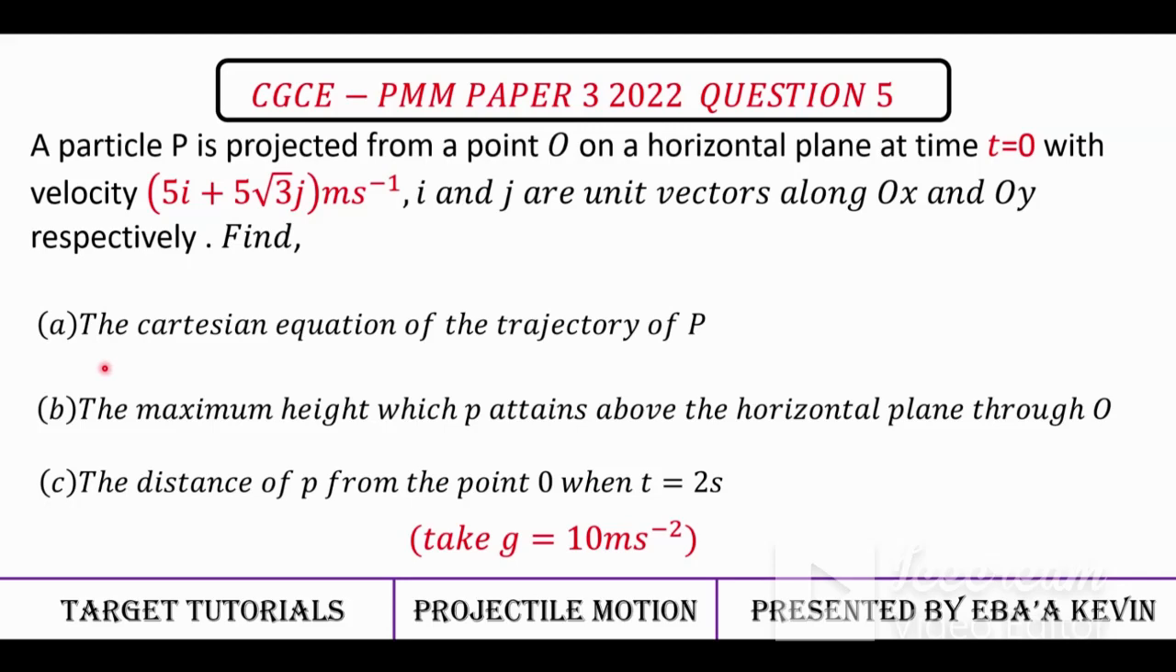B, the maximum height which P attains above the horizontal plane through O. And C, the distance of P from the point O when t equals 2 seconds. Of course, we are given g, that is acceleration due to gravity, to be 10 meters per second squared. Let us then move into the solution of this question.